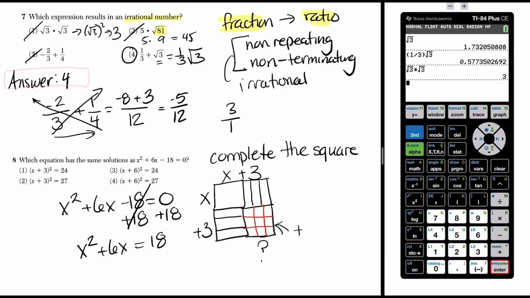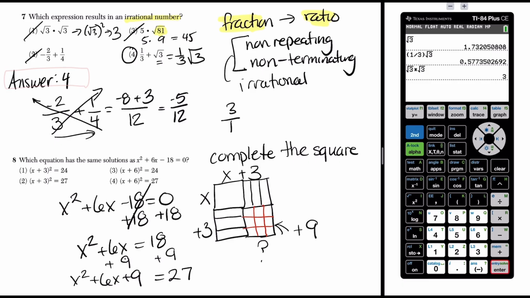So I needed to add 9 to complete this square. So I'm going to add 9 to both of my equations. And I'm going to end up with, in this case, 27 on this side. But guess what? I can write this x squared plus 6x plus 9 in another form.